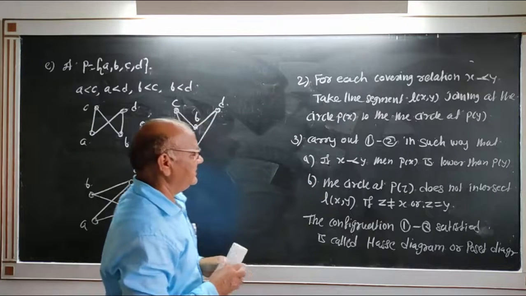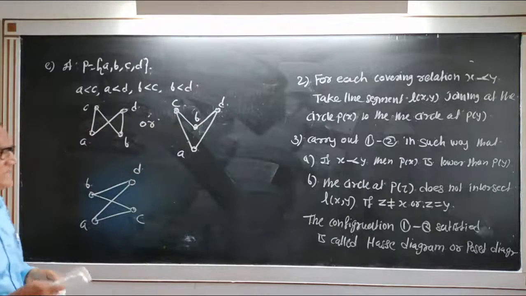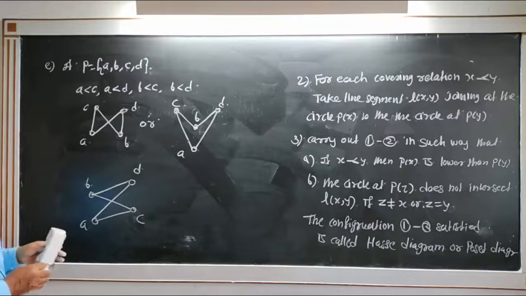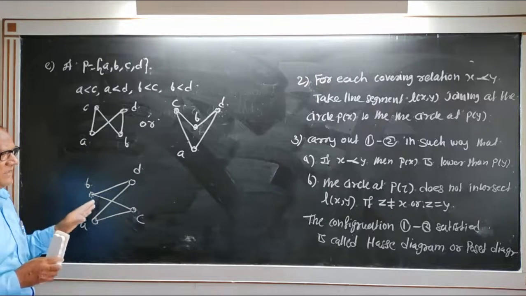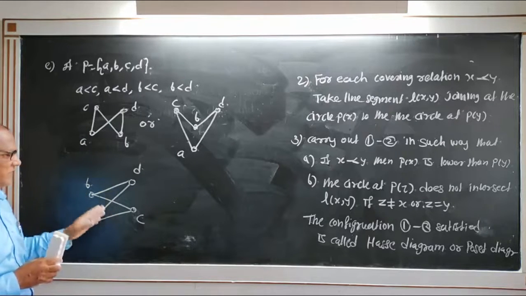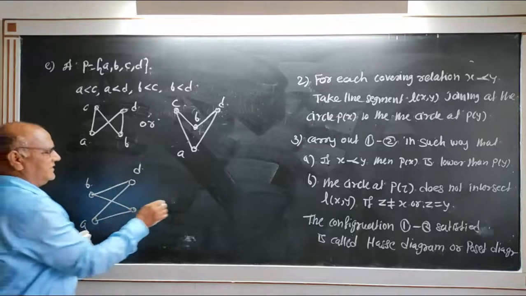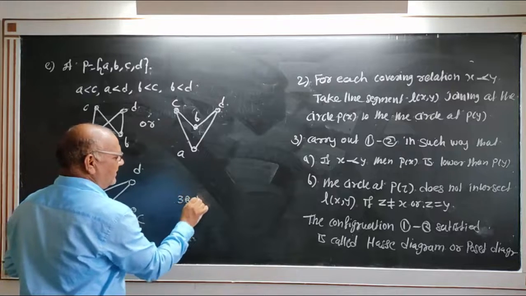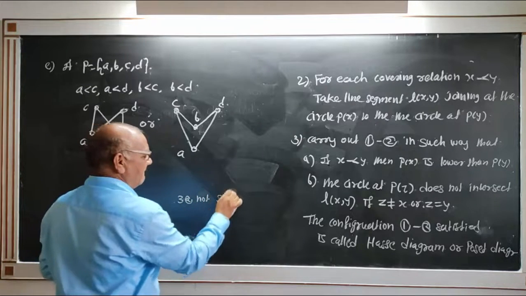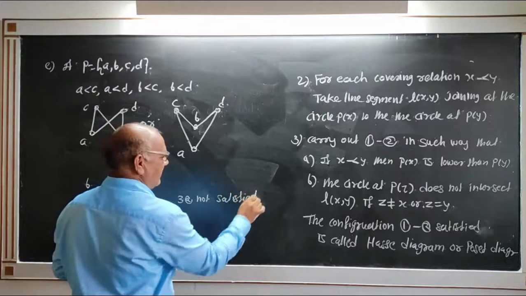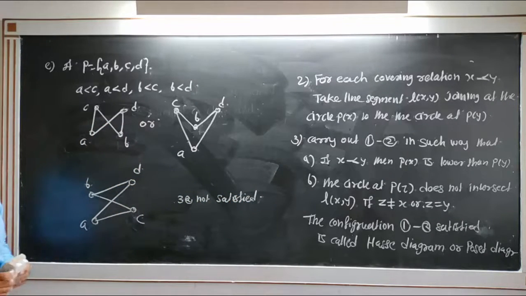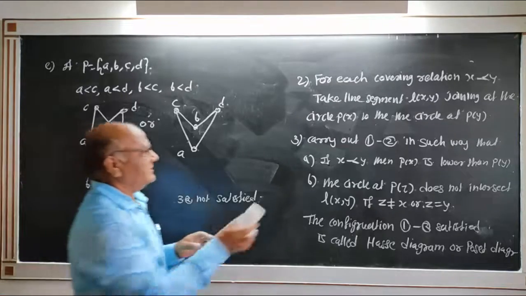Three A. If X is covered by Y, that means X is related to Y, then X must be lower than Y. Here 3A is not satisfied.